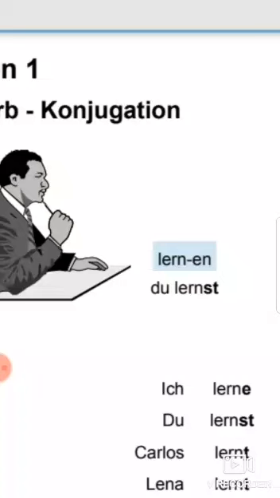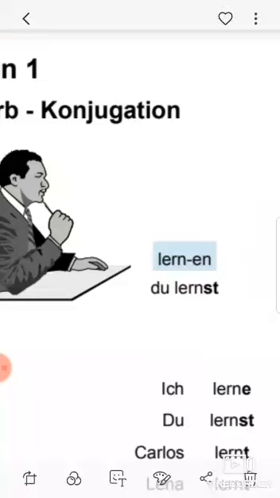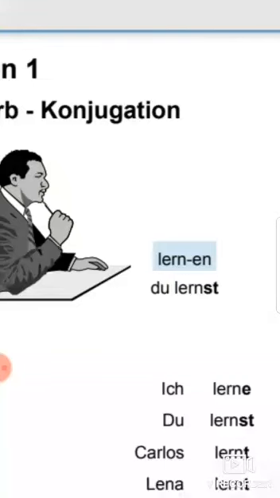So, du lernst. Du is you, and lernst is learn. Again, you learn. Lernen is learn. Du lernst is you learn. So, how did lernen become lernst? This is how the verb changes and becomes a conjugation.